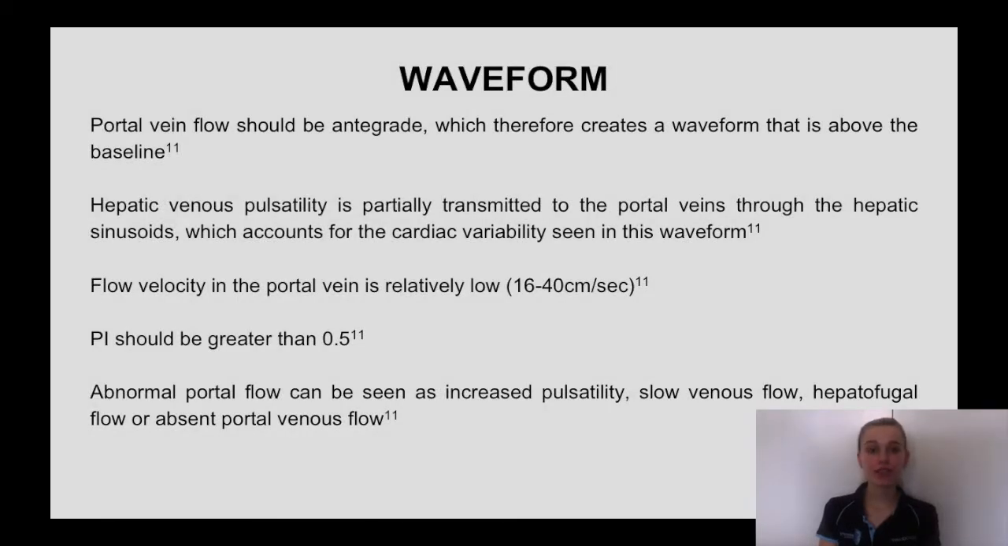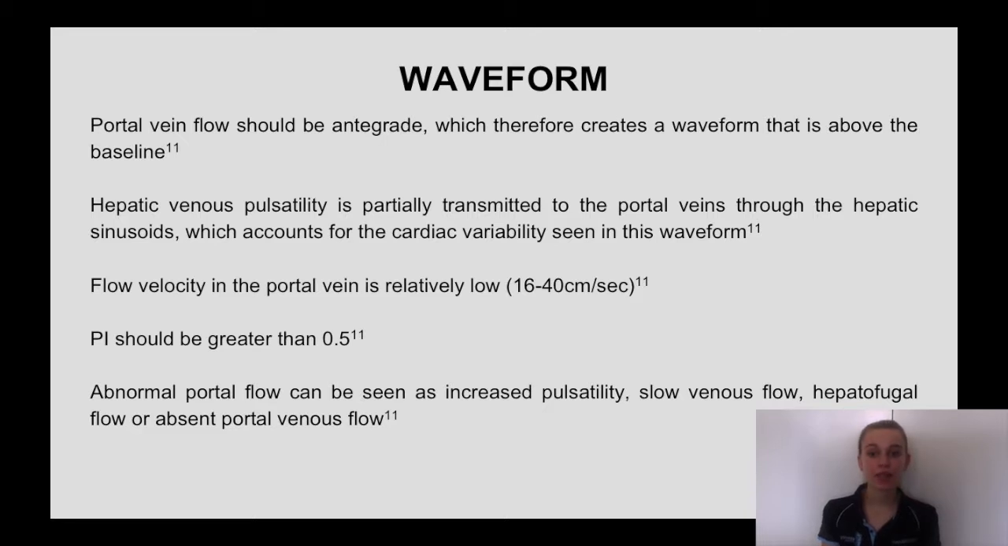Portal vein flow should always be antegrade, which therefore creates a waveform that is above the baseline. Hepatic venous pulsatility is partially transmitted to the portal veins through the hepatic sinusoids, which accounts for the cardiac variability seen in this waveform. It should also be kept in mind that the flow velocity in this vessel is relatively low compared with that in the vessel coursing next to it, the hepatic artery.